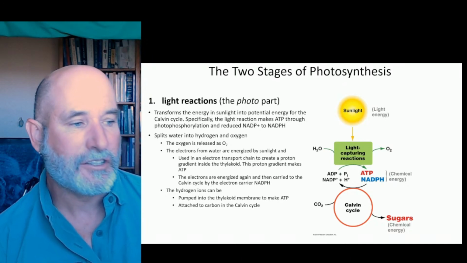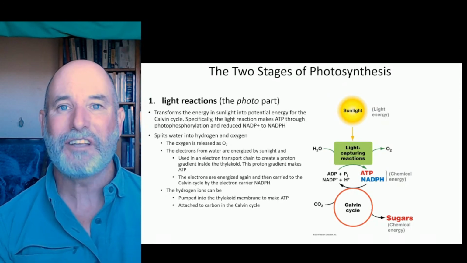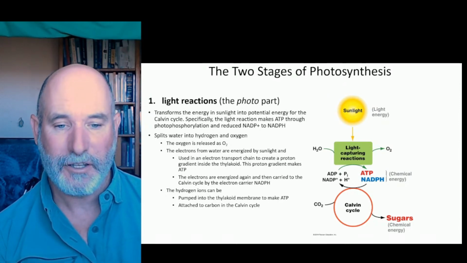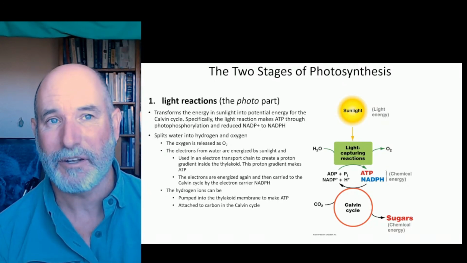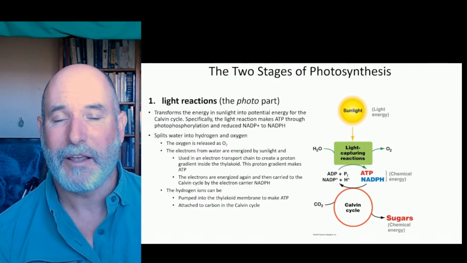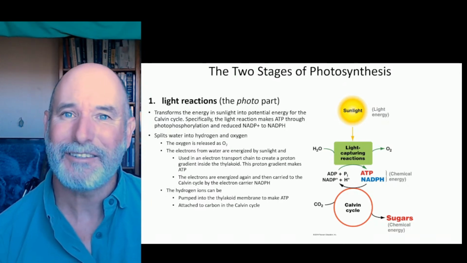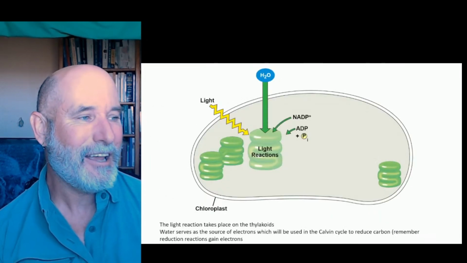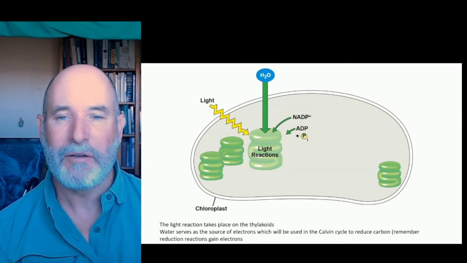And then the hydrogens, they have an interesting route too. Once they get removed from water, they actually get pumped across the thylakoid membrane into the thylakoid space, where they're going to be used to make ATP. Where have we seen protons making ATP before? Chemiosmosis, cellular respiration, right?